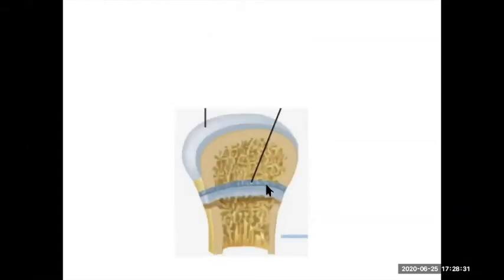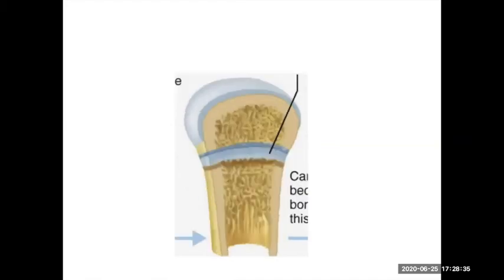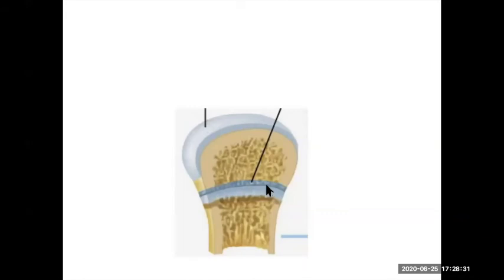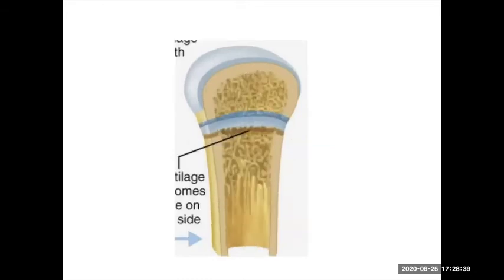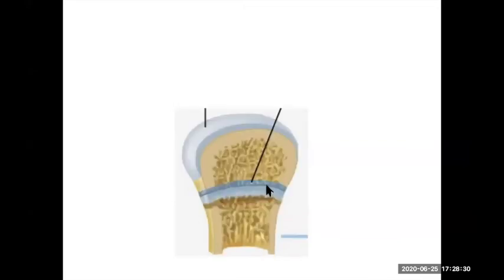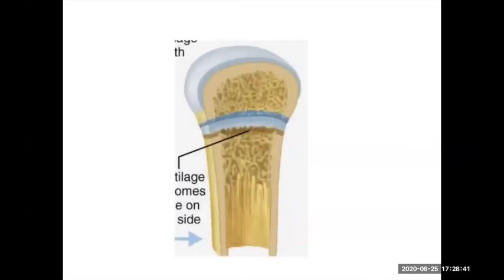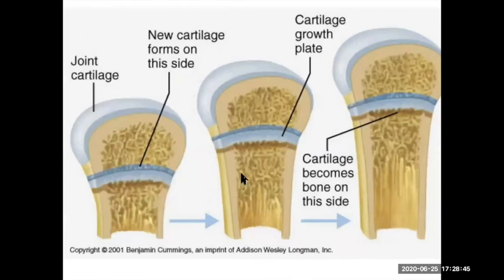So they're just going to grow. They're going to be adding on this side and being replaced by bone on this side, so that strip stays the same length as the bone elongates. All right, you don't really have to know the details of that, but basically that's how the bone grows in length, right, through this epiphyseal growth plate, and that's how the growth occurs there.